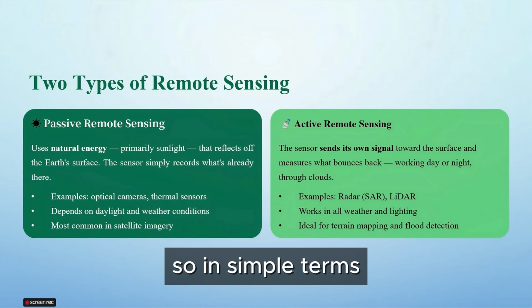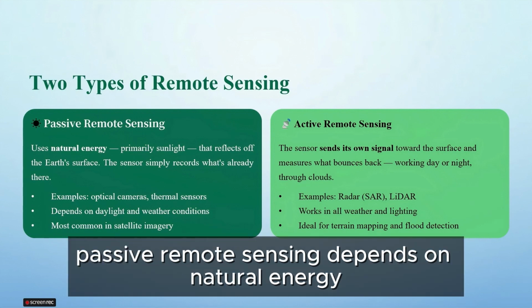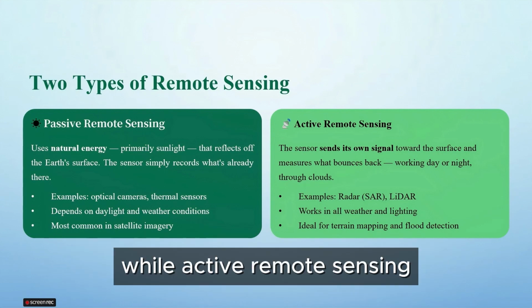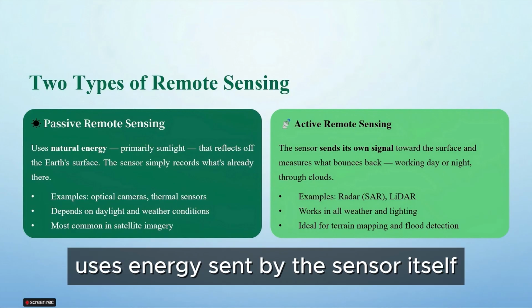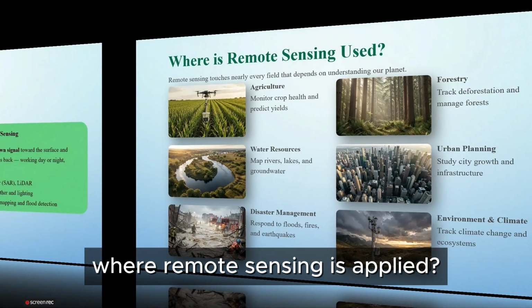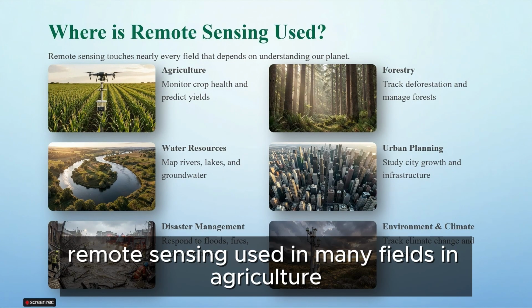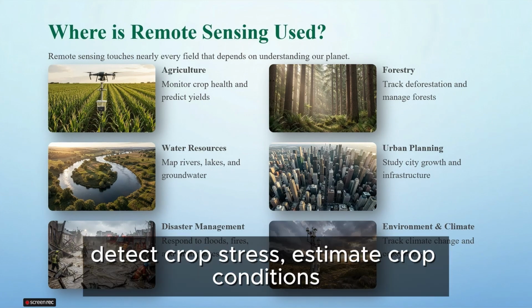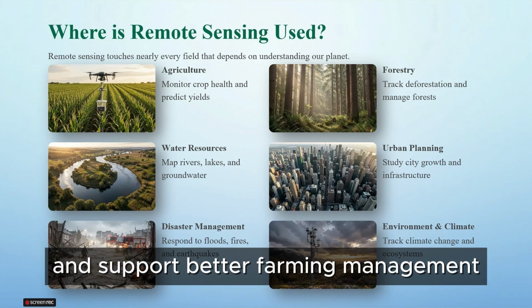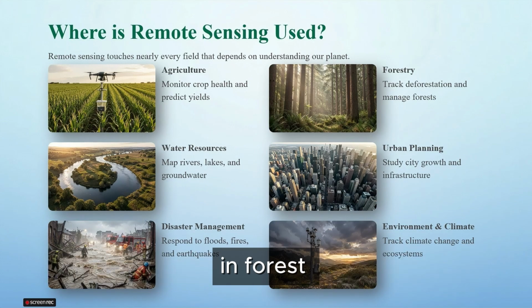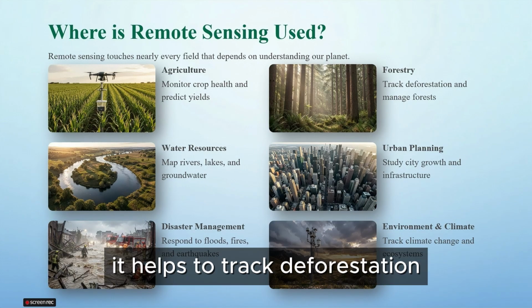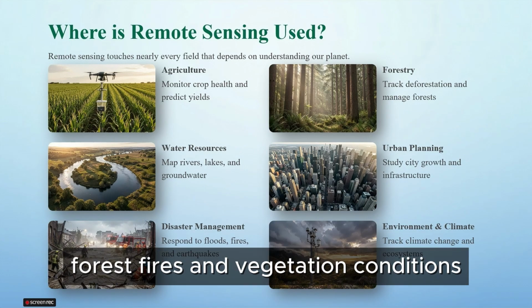So, in simple terms, passive remote sensing depends on natural energy, while active remote sensing uses energy sent by the sensor itself. Where is remote sensing applied? Remote sensing is used in many fields. In agriculture, it helps us monitor crop health, detect crop stress, estimate crop conditions, and support better farming management. In forests, it helps to track deforestation, forest cover change, forest fires, and vegetation conditions.